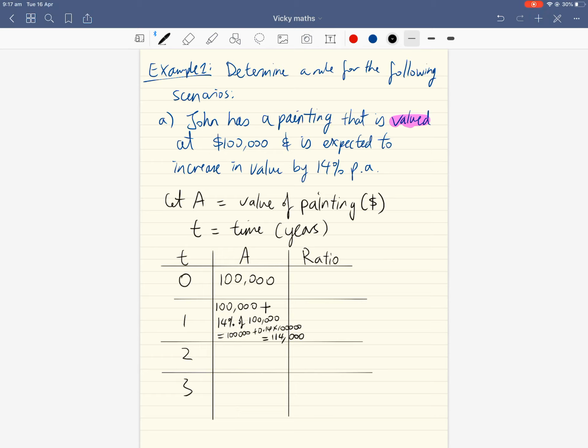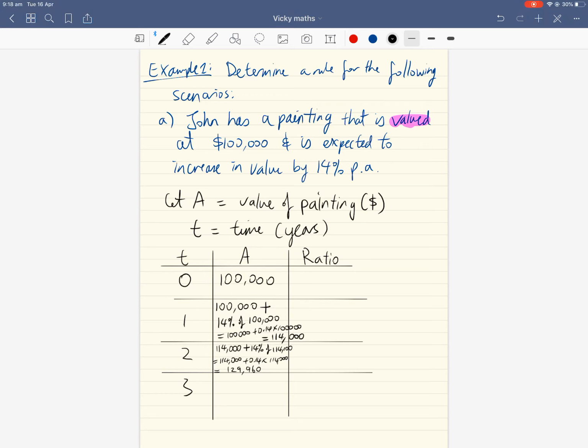Well, it's the cost from the previous year, which is 114,000, increased by 14%. So plus 14% of the value of last year, which is 114,000. So that's the same as 114,000 plus 0.14 lots of that amount. So using a calculator, we get $129,960. Let's do it again for year 3.